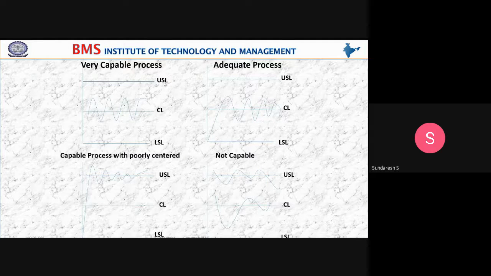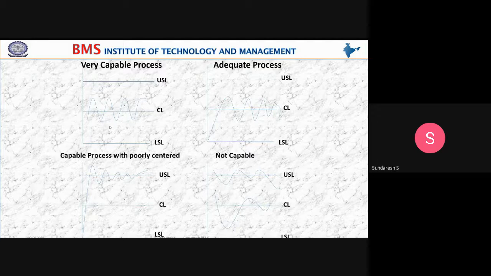Upper specification limit and lower specification limit. USL is the upper specification limit, whereas LSL is the lower specification limit. So this is a plot we have drawn to understand whether the process or the machine is capable or not. For understanding this, we have taken a sample of 50 to 100 parts from the particular machine, and then drawn the graph to understand how capable the process or the machine is, right?